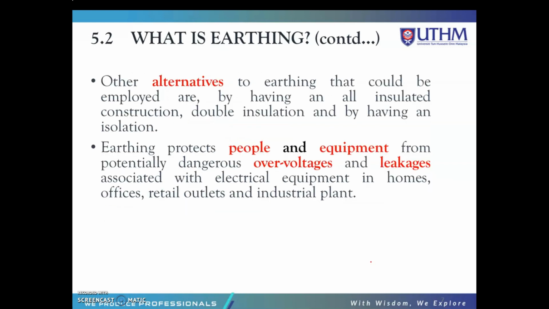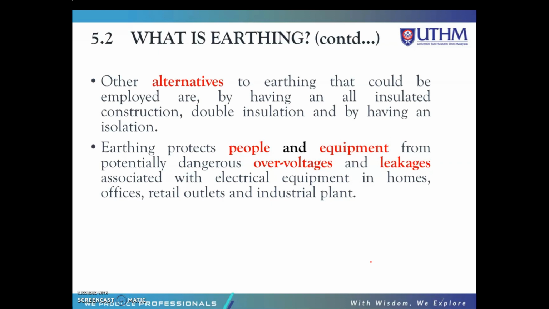So other alternatives to earthing that could be employed are an all-insulated construction, double insulation, and isolation. Okay, that is the alternative to earthing. So earthing is purposely to protect people and equipment from potentially dangerous overvoltage and leakage associated with electrical equipment in homes, offices, retail outlets and industrial plant. So it's very important to do the earthing system.